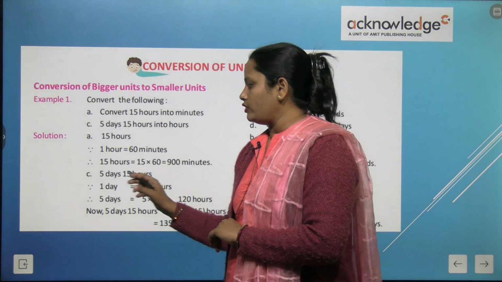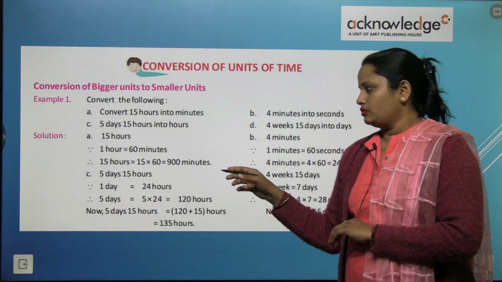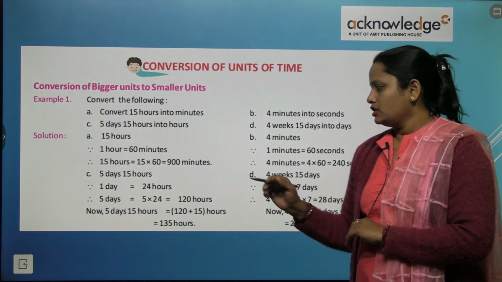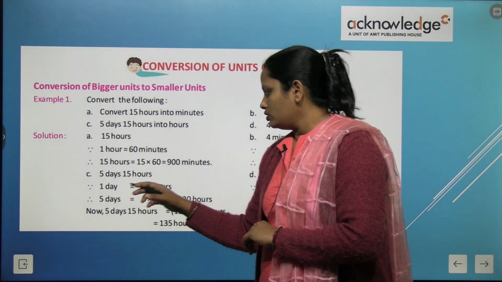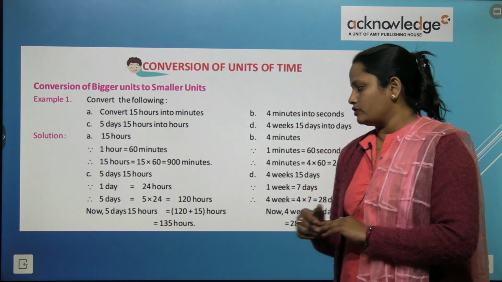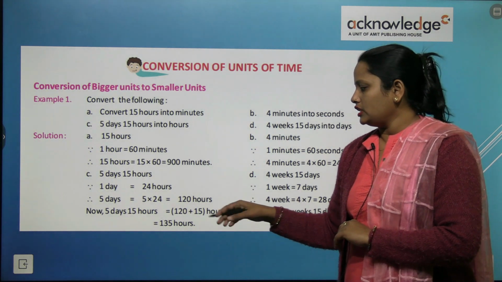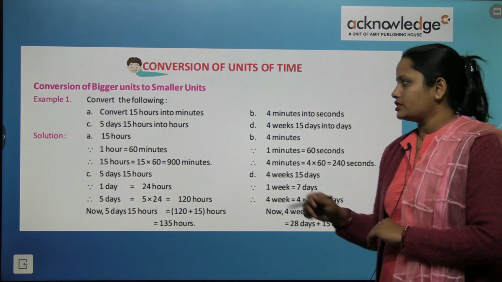Next question is 5 days and 15 hours. So 1 day is equal to 24 hours. Now, we have to multiply 5 by 24, so it will be 120. Now 120 plus 15 will be 135 hours.